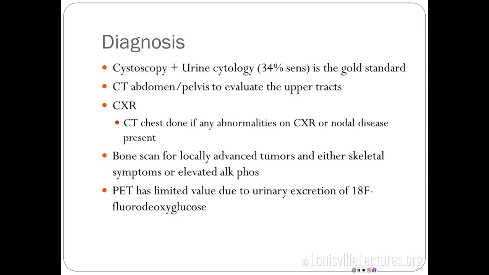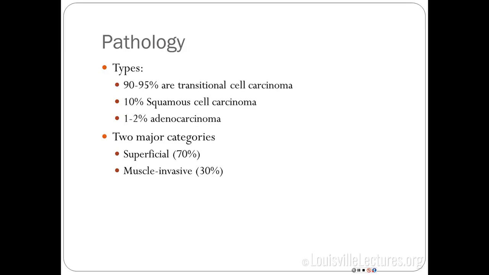And once again, bone scans really for advanced tumor, locally advanced tumors or symptoms or increased alkaline phosphatase. PET scan, once again, in this, it's better in bladder than it is in renal cell or prostate, but again, it's really mostly useful in the metastatic setting. I talked about the different types.